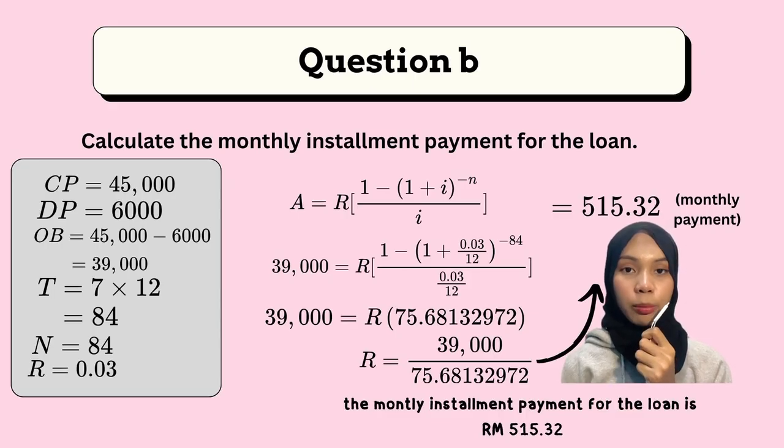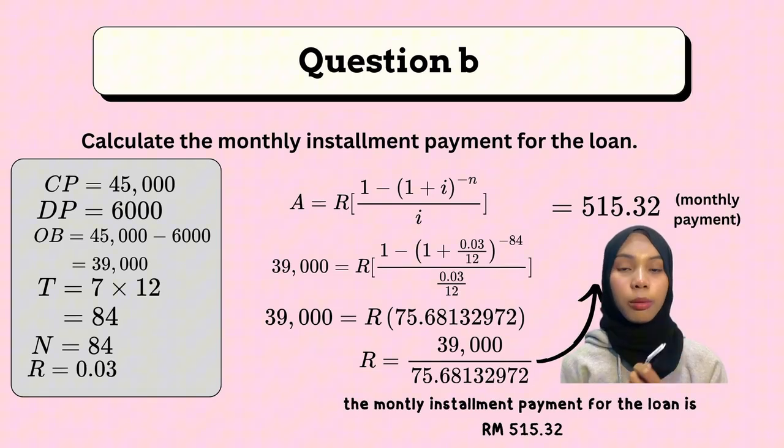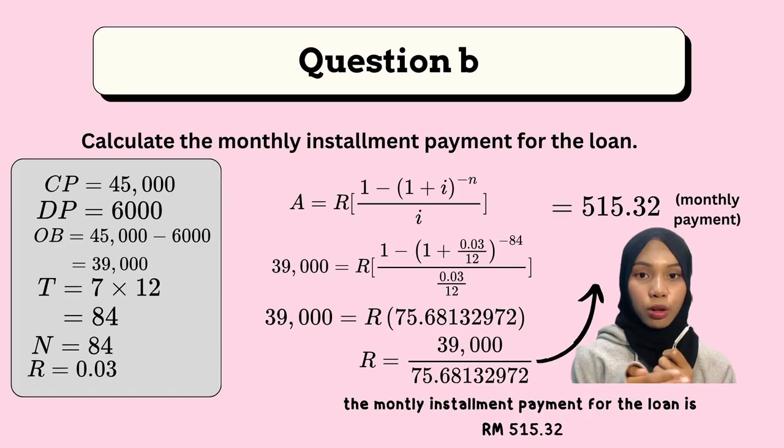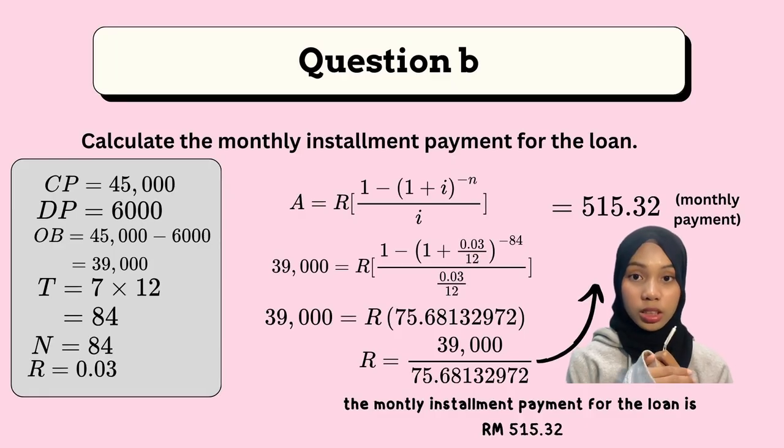The purchase price of the motorcycle is 45,000 ringgit. Isha made a down payment of 6,000 ringgit. Therefore, the amount borrowed, or the loan principal, is 39,000 ringgit. The interest rate given is 3% per annum, compounded monthly. To find the monthly interest rate, we divide 3% by 12. This gives a monthly interest rate of 0.25%. The loan duration is 7 years, which is equal to 84 months.